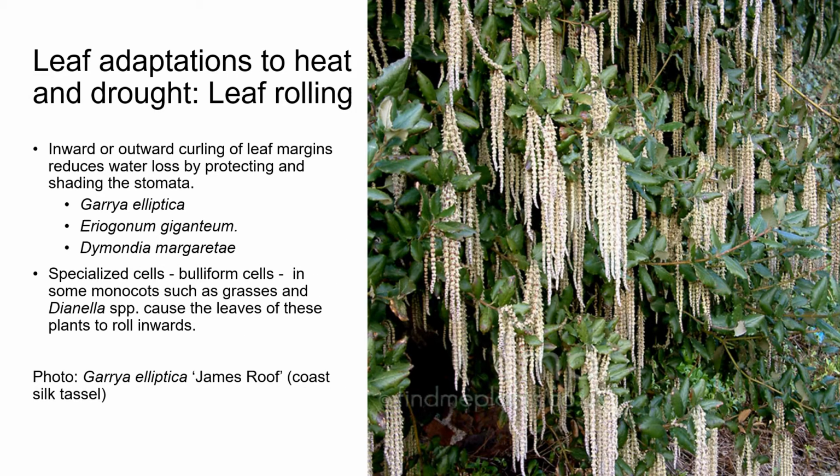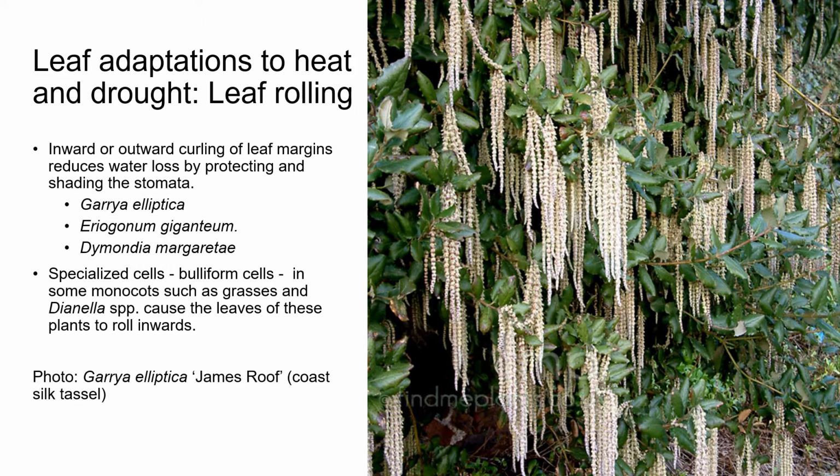Some plants have leaves which curl inwards or under at the leaf margins in response to heat and drought stress. Downward curling reduces water loss by protecting and shading the stomata. And an example of a plant that does this would be the coast silk tassel, pictured here on the right, Garrya elliptica. Upward curling is often seen in plants which have a silver-green leaf underside, and the curling exposes the lighter colored surface to the sun.